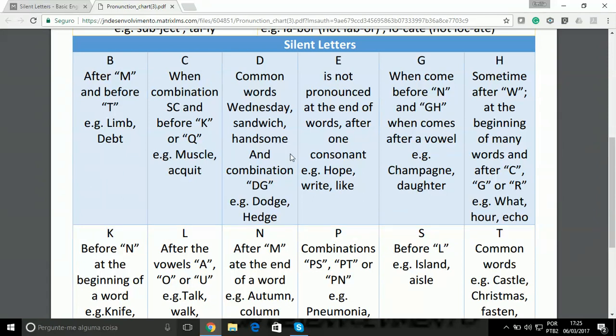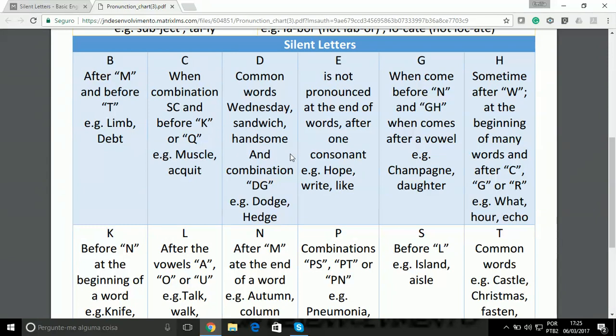In the case of the D, we've got a lot of common words. In this case, we don't have any rule. We just have to learn them by heart. So we've got words like Wednesday, sandwich. We say sandwich, not sandwich with the D. Handsome, a handkerchief, and so on. And when we combine the D with the G, we've got judge, bridge, and other words.